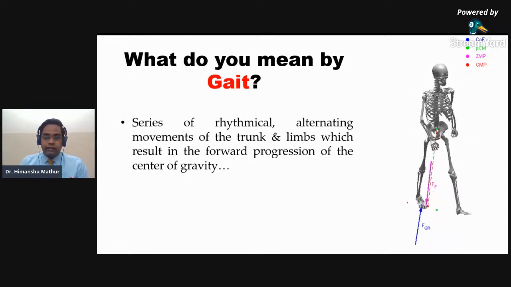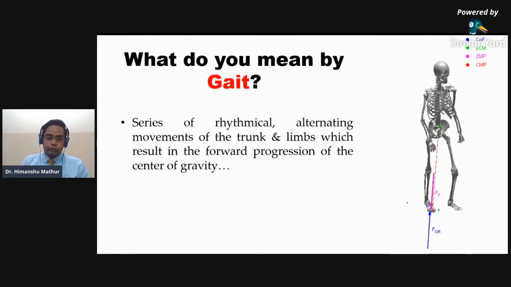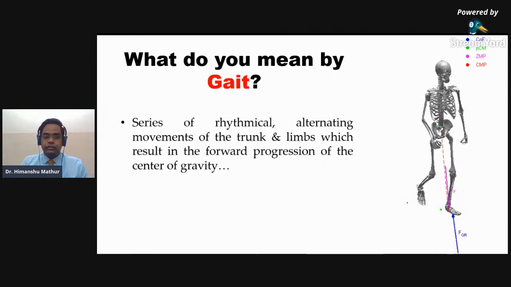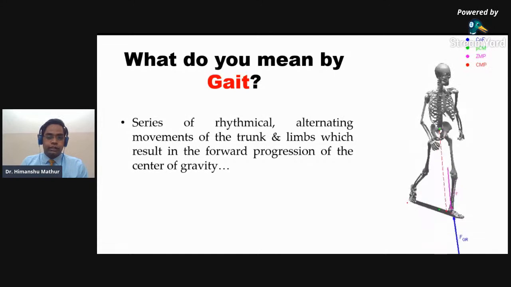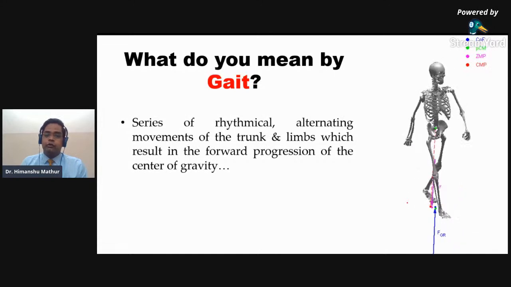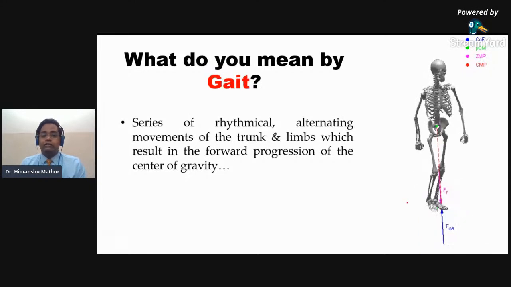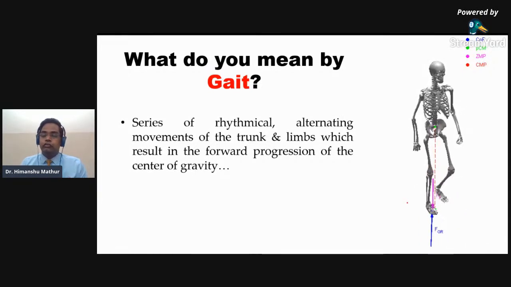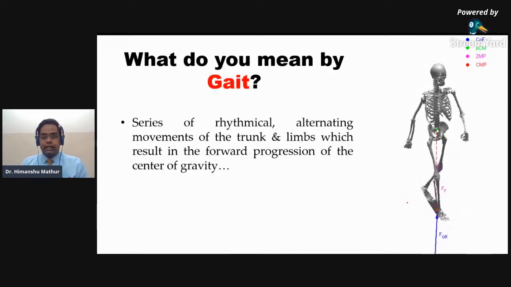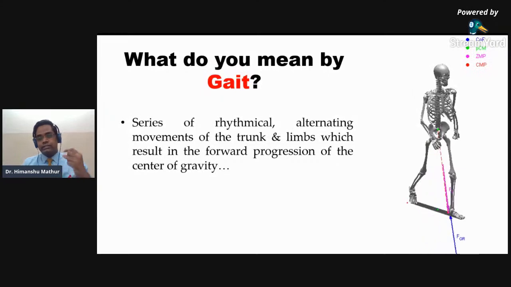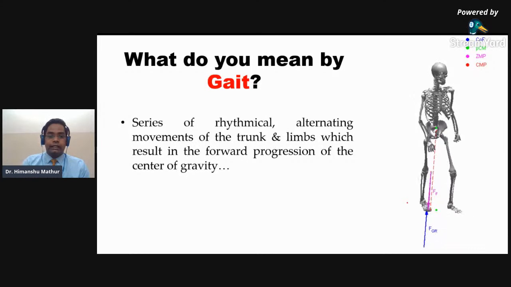Gait is a performance which is propulsive in nature, propelling us forward. It is a series of rhythmical alternating movements of the trunk and limbs which result in forward progression of the center of gravity. So what I am actually doing is a rhythmical movement of my upper limbs, lower limbs and trunk such that I can propel or progress my center of gravity forward. This is what is meant by gait.